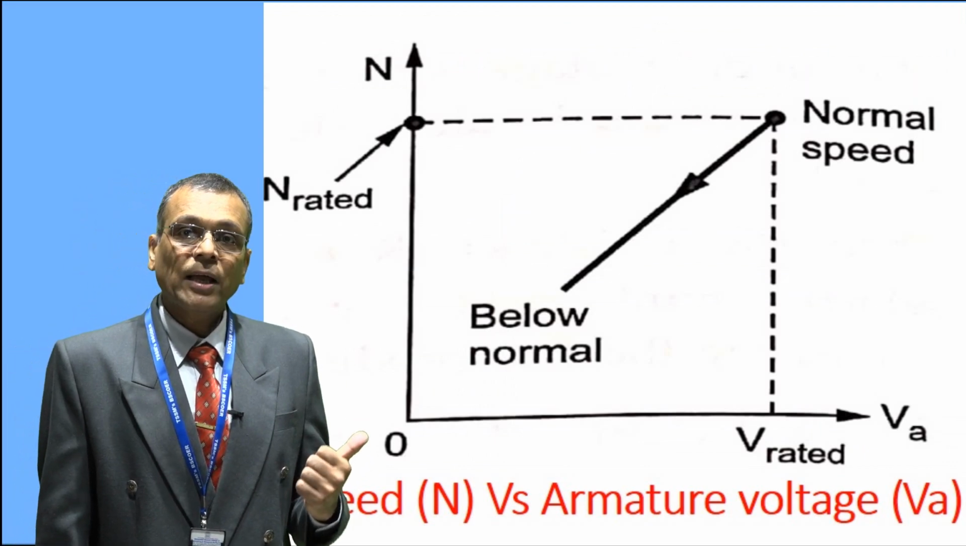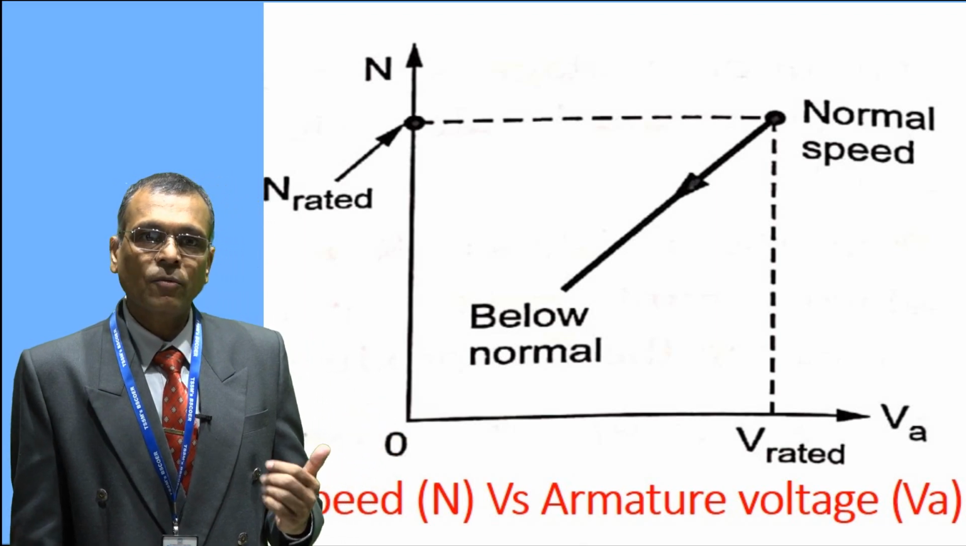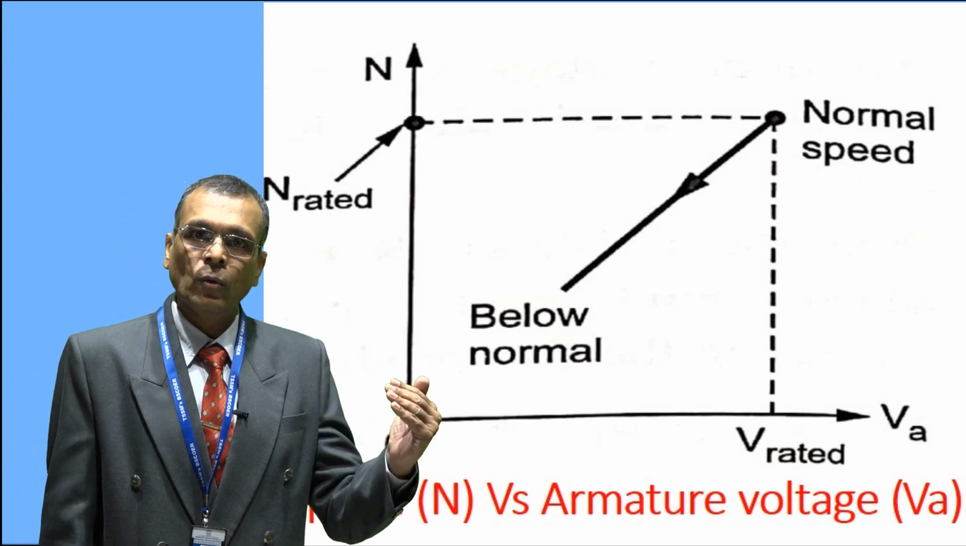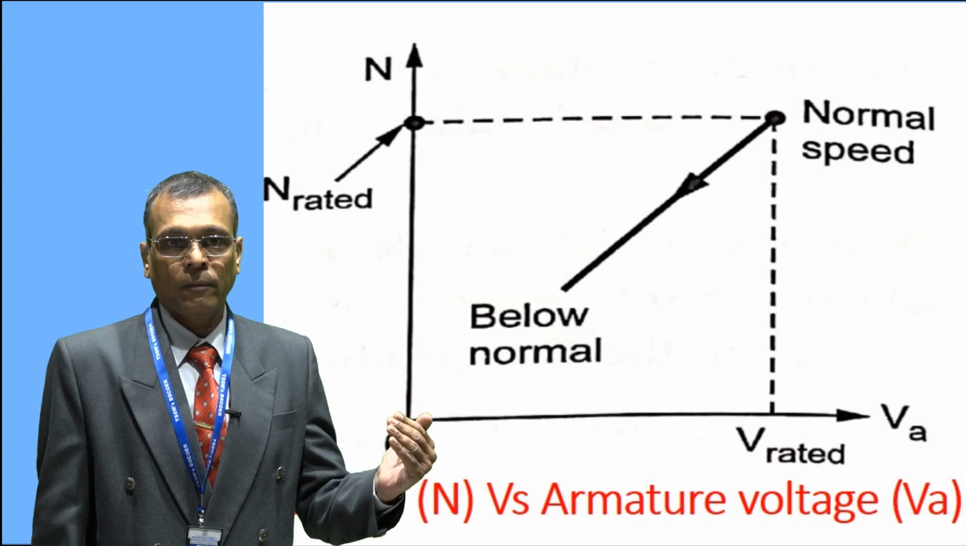From the graph, it can be easily seen that as the armature voltage increases from 0 to its rated value, speed also increases from 0 to the rated speed.